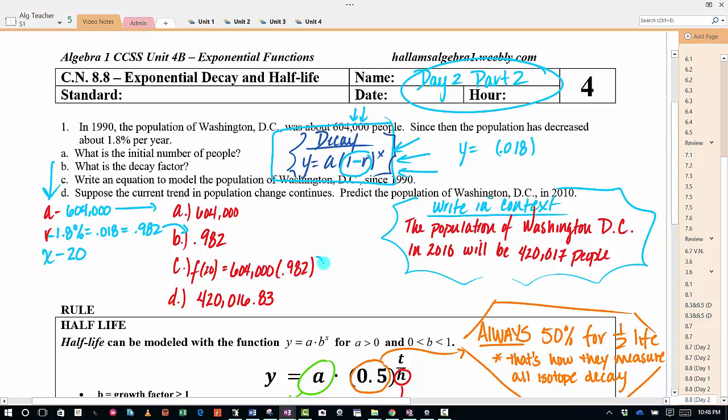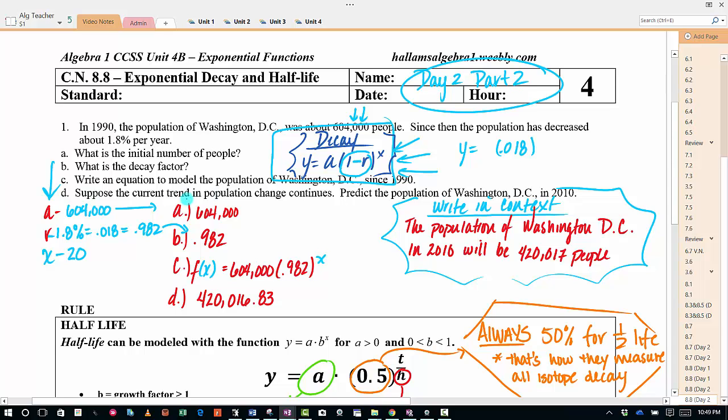Actually, this is a little inaccurate. This should be this, and it should be f of x, because it doesn't ask us to evaluate it. It just says write the model. So that would actually be the model for that one. Your initial amount of people, your decay factor, and then x would be the amount of time that passes.